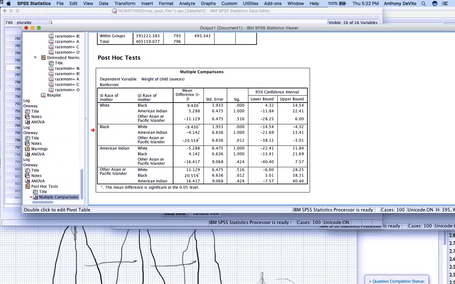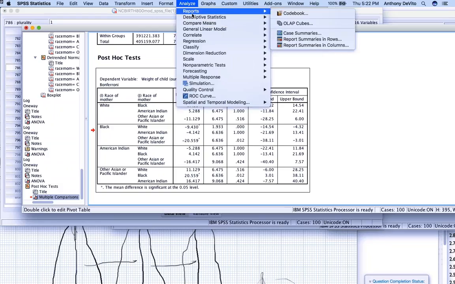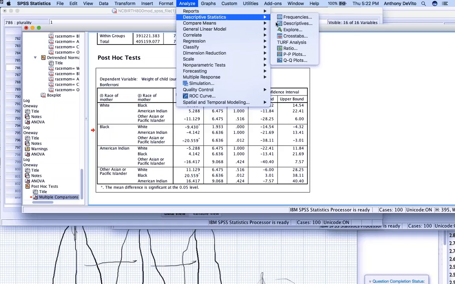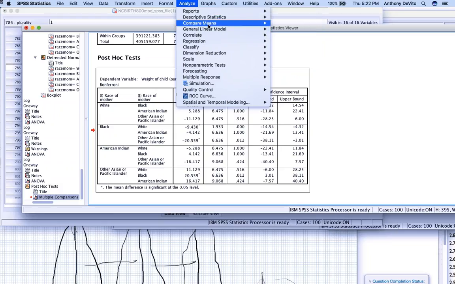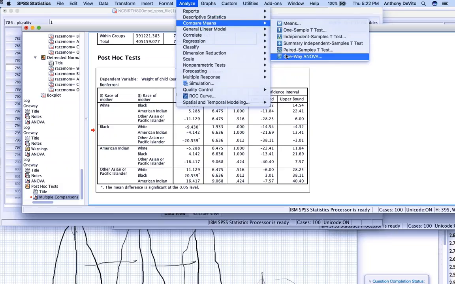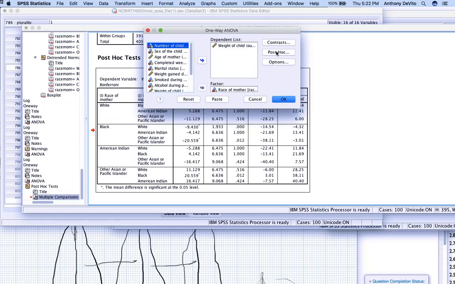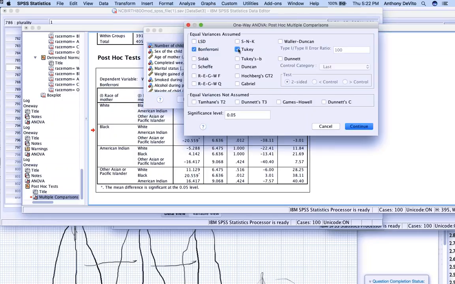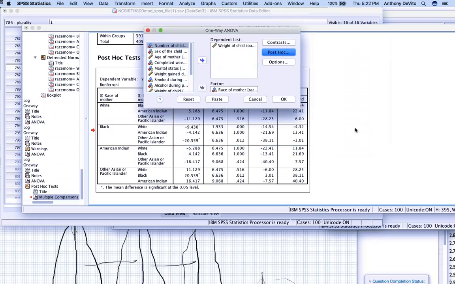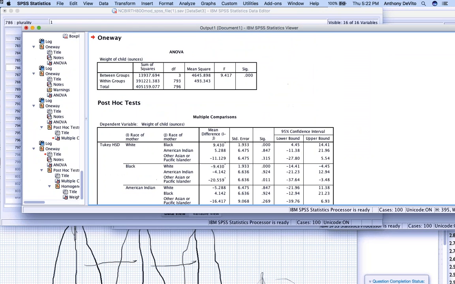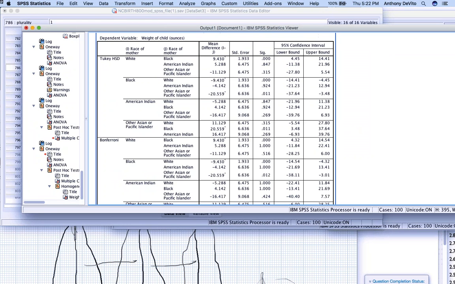When you did a post-hoc, you checked off Bonferroni. Let me try Tukey. Let's see if Tukey gives us a different answer. Some of these are more conservative than others. Analyze, compare means, one-way. Some are more conservative than others, and some are better for certain kinds of data. Okay, so let's see. Tukey.